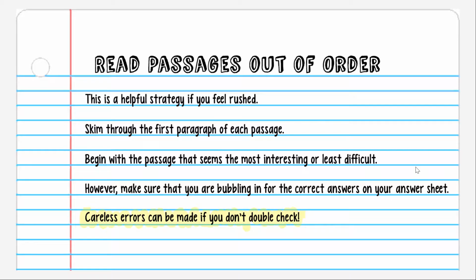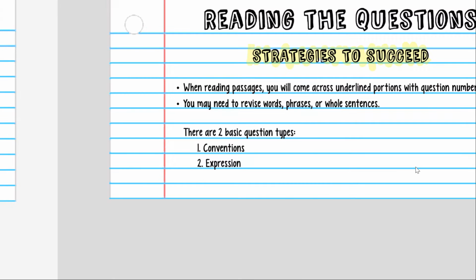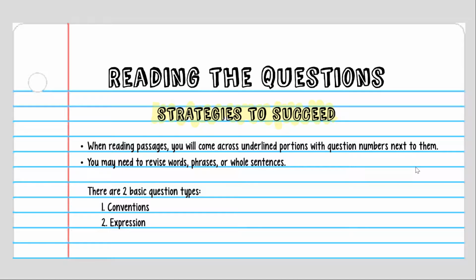However, make sure that you are bubbling in the correct answers on your answer sheet. Careless errors can be made if you don't double check. Right? Misbubbling is a huge problem with students, so always remind them. Make sure you're bubbling in the correct question, and make sure that you're bubbling in clearly and making those bubbles dark.